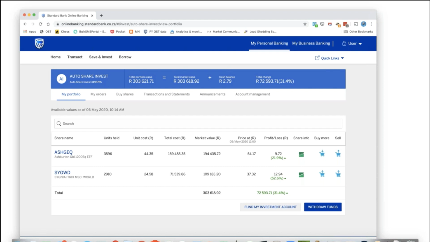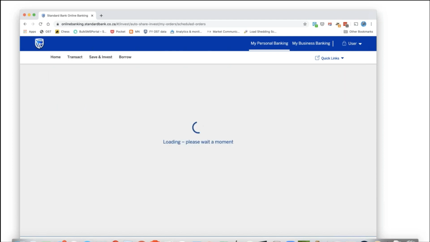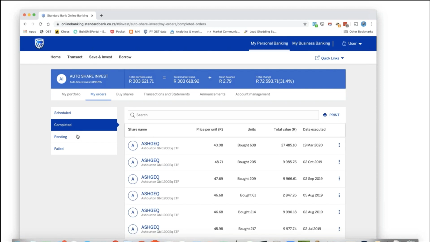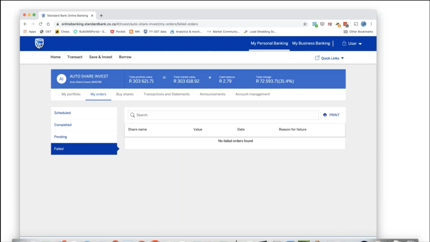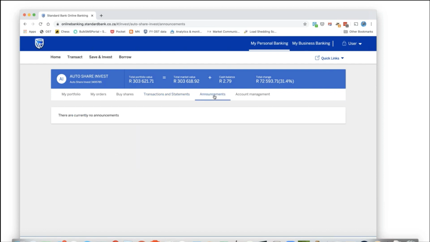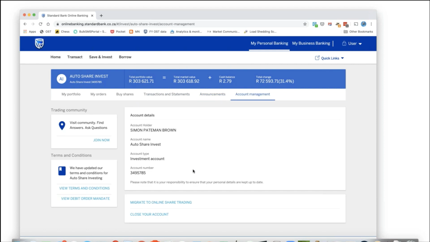It will be a 15-minute delayed price. You can see the recent orders: none scheduled, those that are completed, those that are pending, and those that failed. You can buy, and we'll come to that in a second. Transactions and statements are just the statements of the fees going off. You can see my safe custody fee and VAT for the month of April, billed in arrears. There are no current announcements. And then, of course, account management.